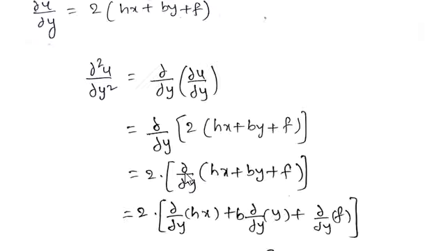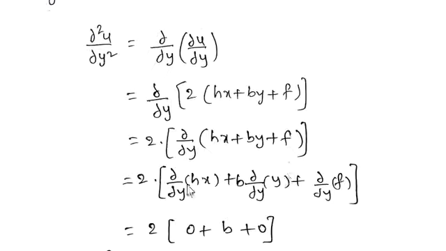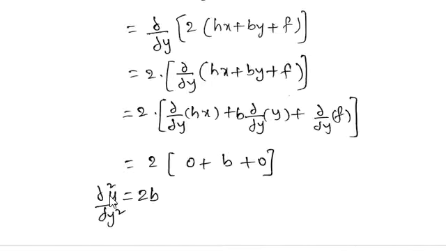When you apply partial differentiation to each term, we have ∂/∂y of hx, and ∂/∂y of by, where b is constant, and also f. So hx is total constant whose differentiation is 0, and b into ∂/∂y of y is b into 1, and f is also constant whose differentiation is 0. So the answer for ∂²u/∂y² is 2b.